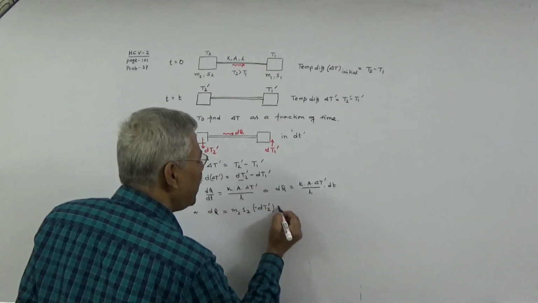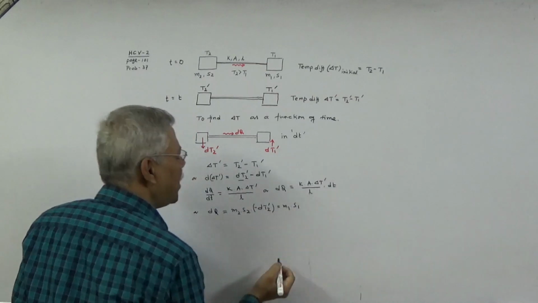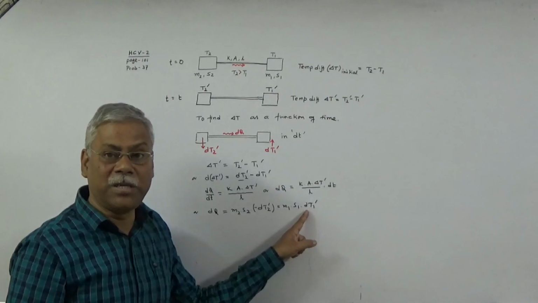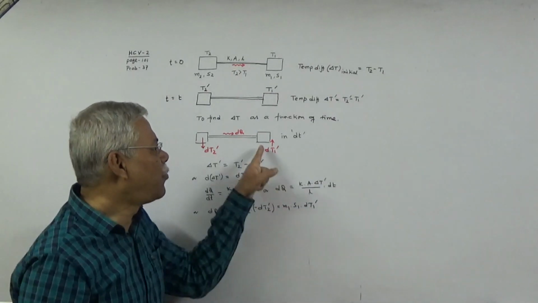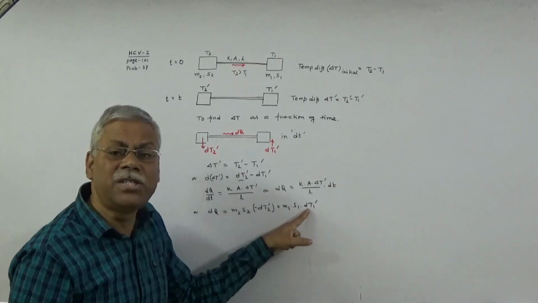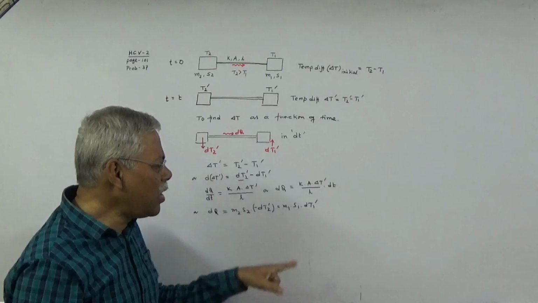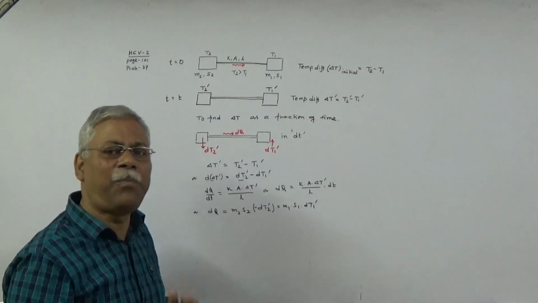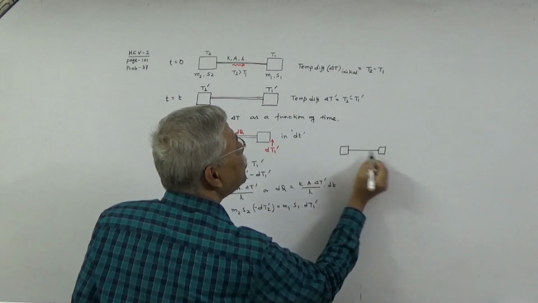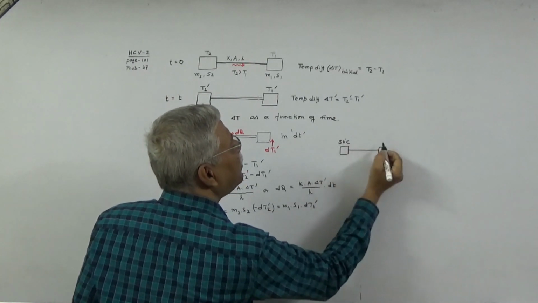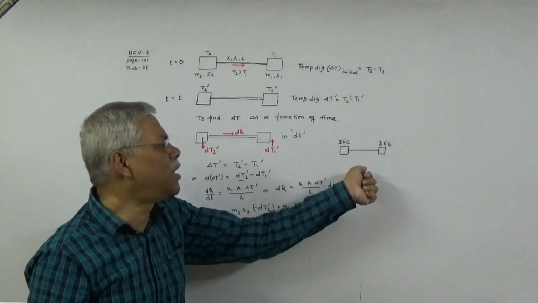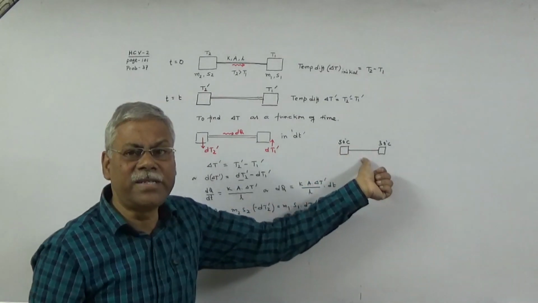And for the other body, it will be m1 into s1 into dT1 dash. This will remain positive, we will not change this sign, because for this body final temperature is greater than initial temperature. As a result, this change in temperature is positive. I'll illustrate this with the help of a numerical example. For example, suppose this body is having a temperature 50 degrees centigrade and this body is having a temperature 30 degrees centigrade. This is the temperature situation at the instant t.